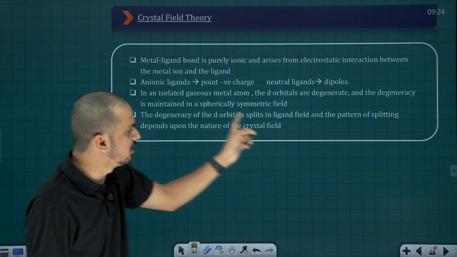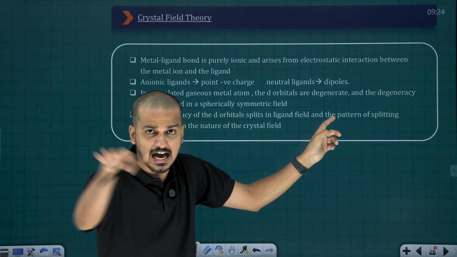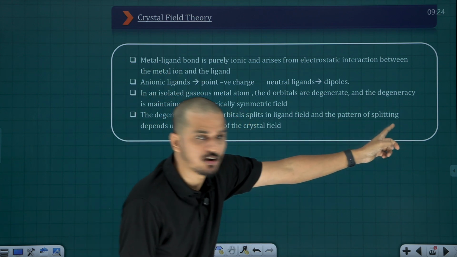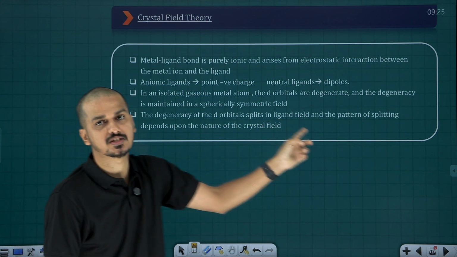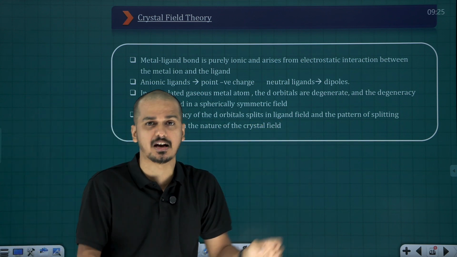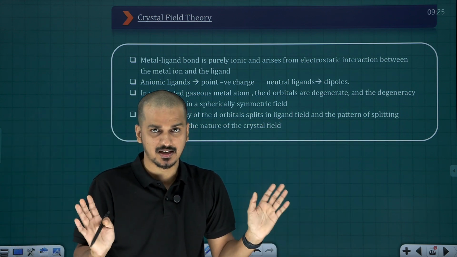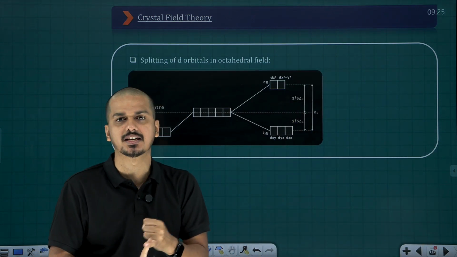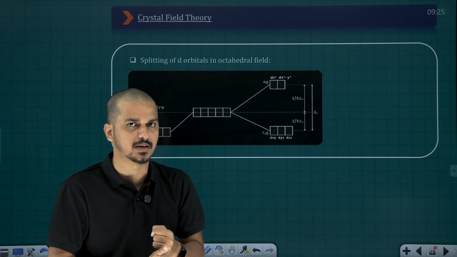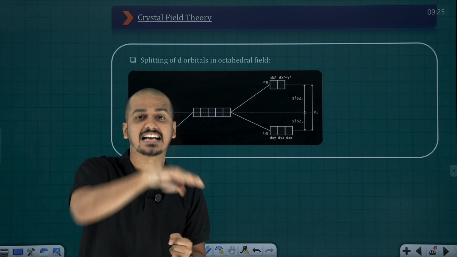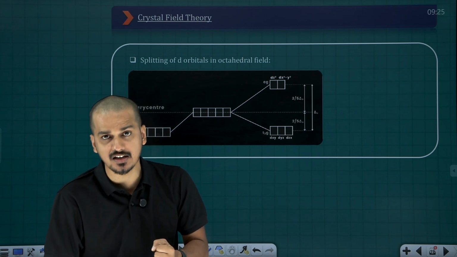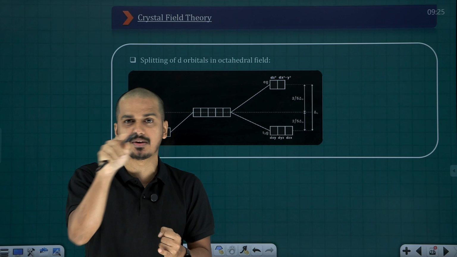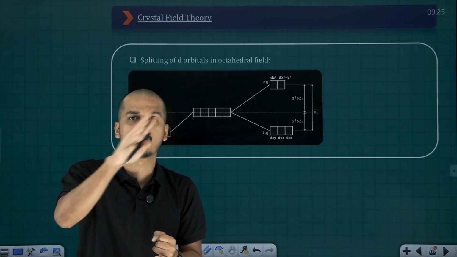The degeneracy of the d orbitals splits in the ligand field. Whenever a ligand approaches the central metal atom, that degeneracy will break. The pattern of splitting depends upon the nature of the crystal field, that is, in which direction your ligand is coming. So there are 2 types of crystal field splitting: octahedral crystal field splitting and tetrahedral crystal field splitting. If your ligand approaches along the axis, that is octahedral crystal field splitting. If your ligand approaches in between the axes, or along the plane, that is tetrahedral splitting.